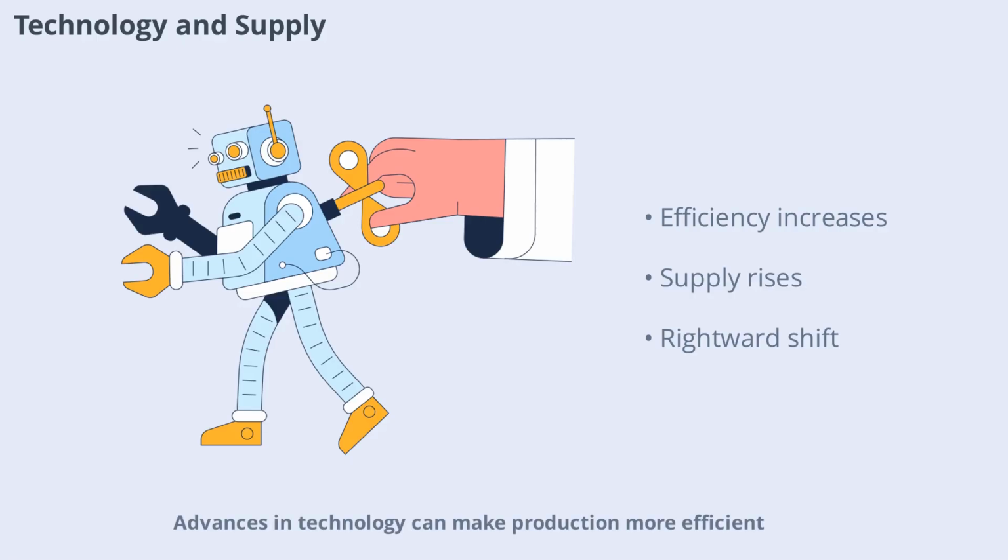Advances in technology can make production more efficient, allowing producers to supply more at every price. This shifts the supply curve to the right. Technology is a key driver of economic growth and market expansion.